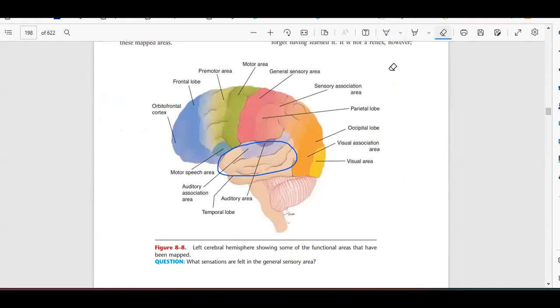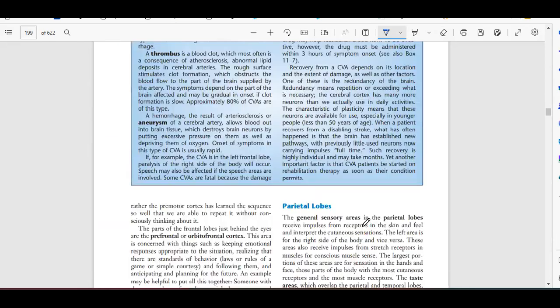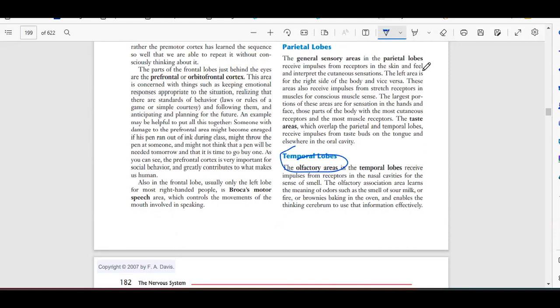What things are available in that area? You can see the auditory association area. Auditory means hearing. This is the main thing available in the temporal lobes. The auditory area is concerned with listening. Whatever I am talking, you are listening to, is associated with the temporal lobe.